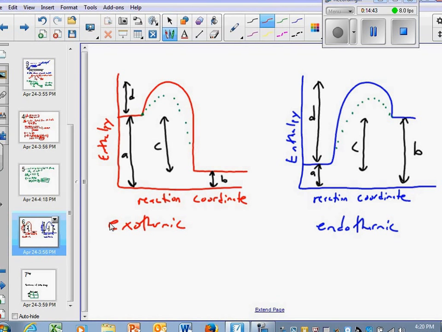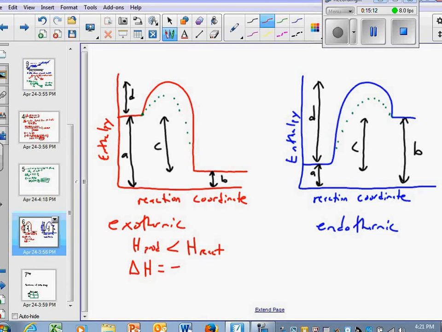We recognize it because the energy at the end is lower than the energy at the beginning. The energy of the products is less than the energy of the reactants. The delta H is always negative for an exothermic reaction. And as you can imagine, it's a little easier for things to happen if they give off energy than if you have to add energy to them.